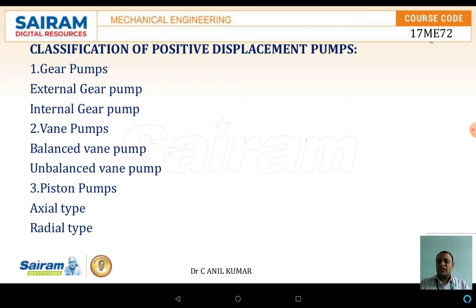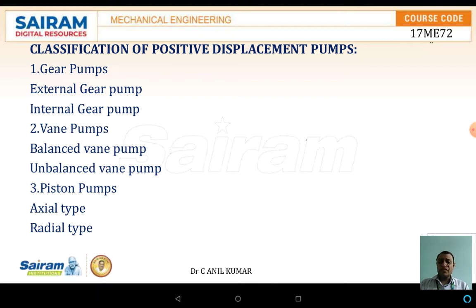The next topic we are discussing is the classification of the positive displacement pump. Positive displacement pumps are classified as gear pumps, vane pumps and piston pumps. In subdivision, the gear pumps are classified into external gear pumps and internal gear pumps. The vane pumps are classified as balanced vane pumps and unbalanced vane pumps. The piston pumps are classified as axial type and radial type.